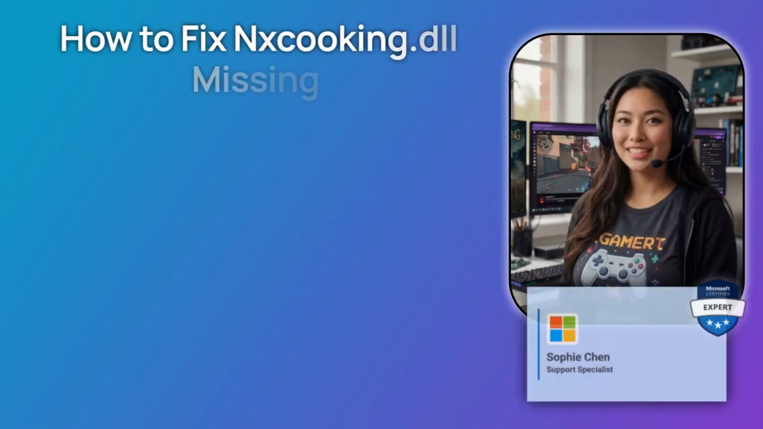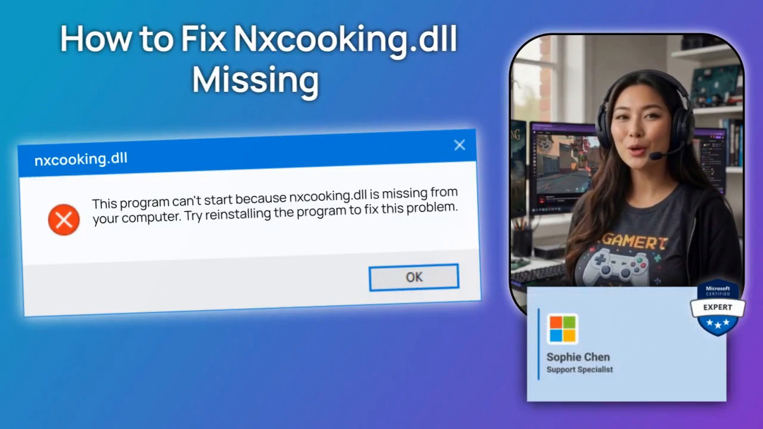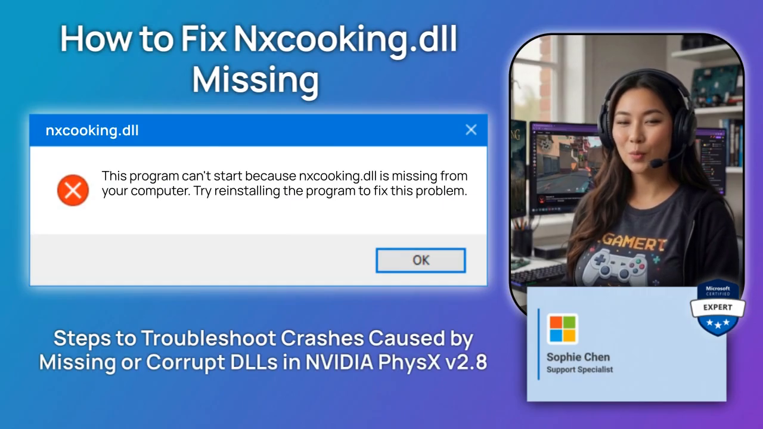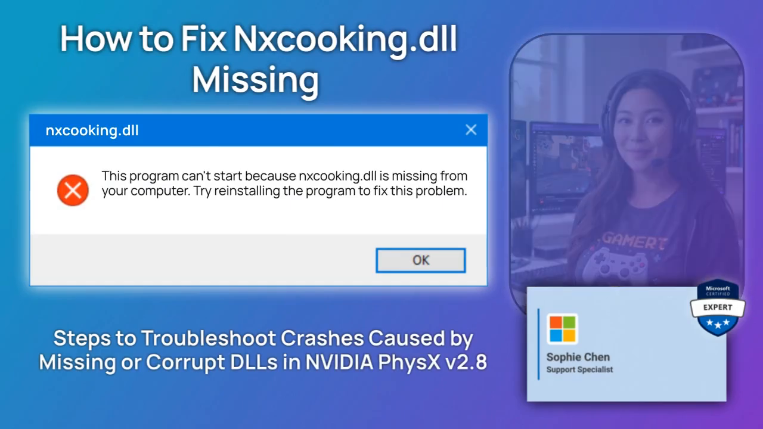Sick and tired of the PhysX Cooking Library DLL crash stopping your play? I'm Sophie Chen, a Windows Systems Specialist. Let's repair the link between your engine and hardware right now.